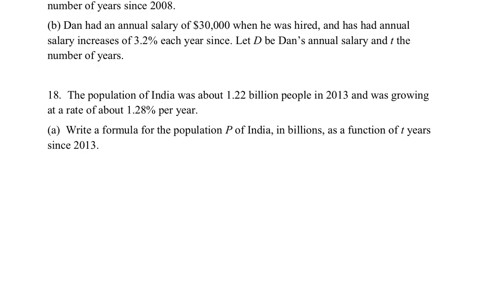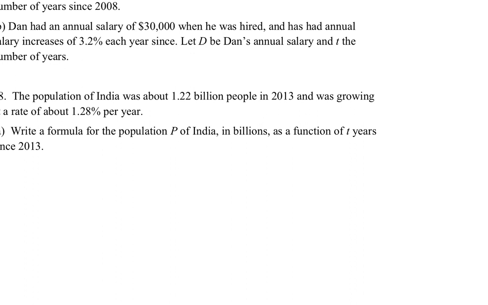So for number 17, we need to write a formula for each of these following situations. For the first one, part A, median home prices in the U.S. were about $186,000 at the end of 2008. Fell about 2.5% per year for a few years. Let M be the median home price and T be the number of years since 2008. Well, this is going to be an exponential formula because it's falling by a percentage each year.